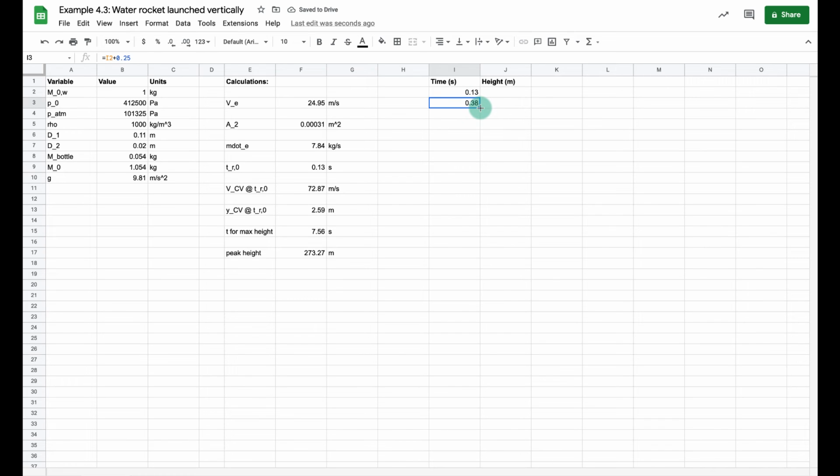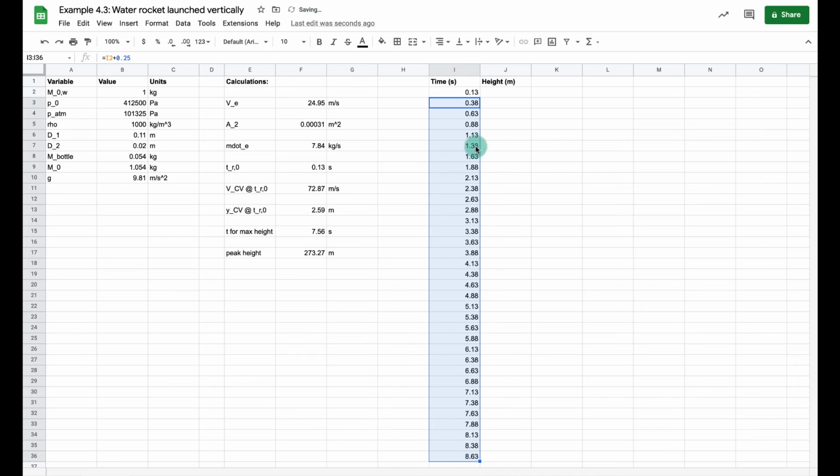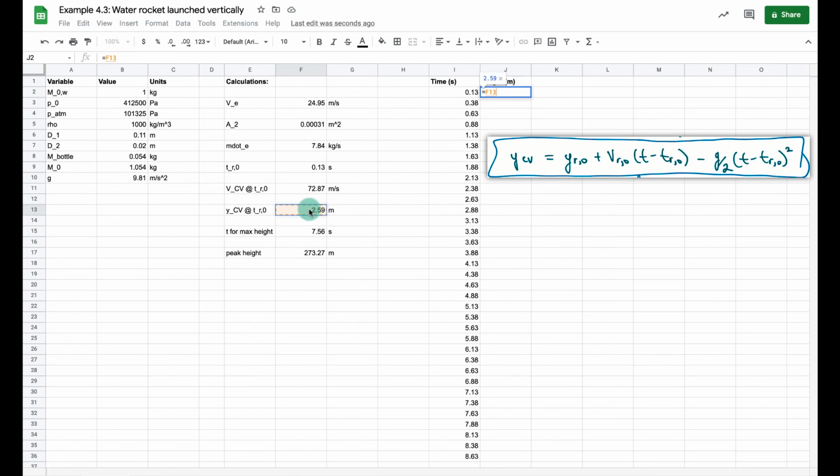And then if I take this and drag this little box in the corner down, that'll just continue to do the same thing. So it'll add 0.25 each time and it'll span this whole time range here. Now for the height equation, I'll plug that in from the expression we solved for. And then when I put the t value in, I'm going to click on this cell here. So each time it calculates this height, it uses the time next to it in column I.